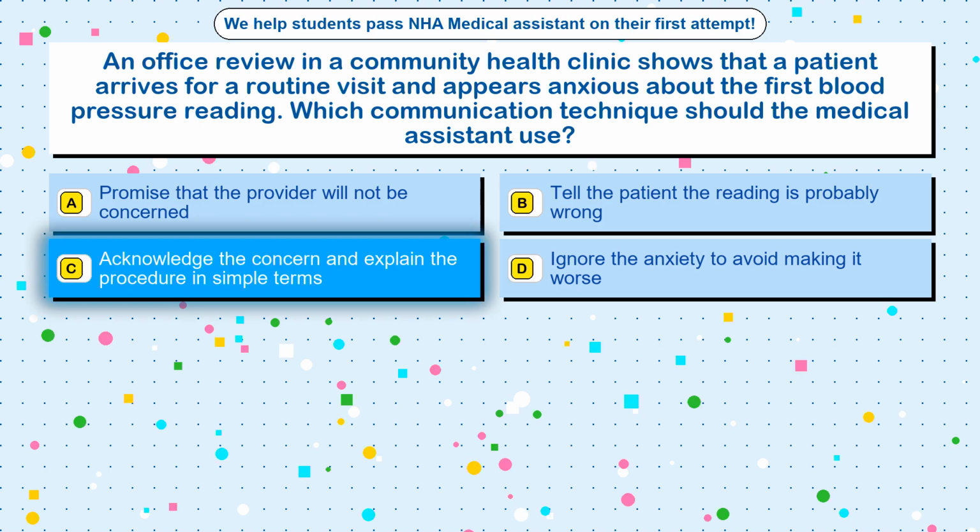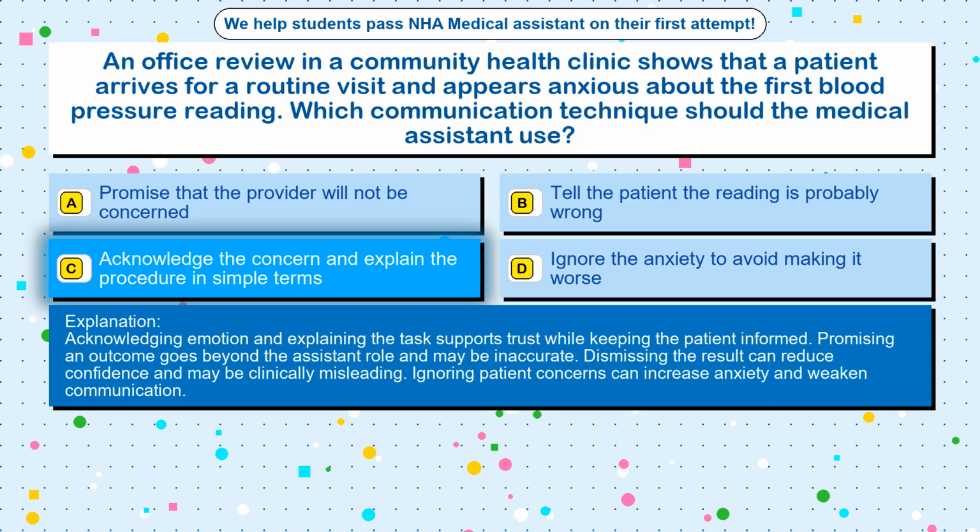The correct answer is option C. Acknowledge the concern and explain the procedure in simple terms. Acknowledging emotion and explaining the task supports trust while keeping the patient informed. Promising an outcome goes beyond the assistant role and may be inaccurate. Dismissing the result can reduce confidence and may be clinically misleading. Ignoring patient concerns can increase anxiety and weaken communication.